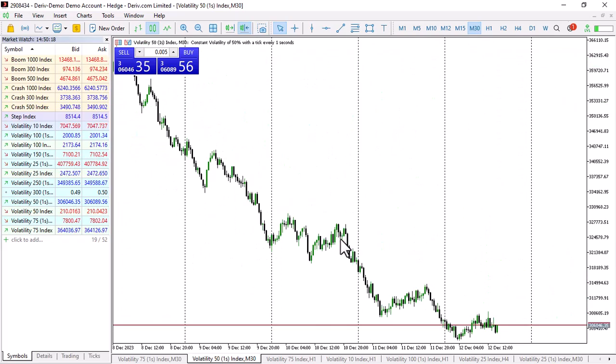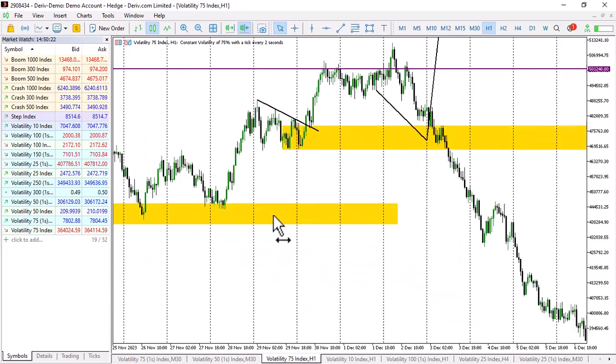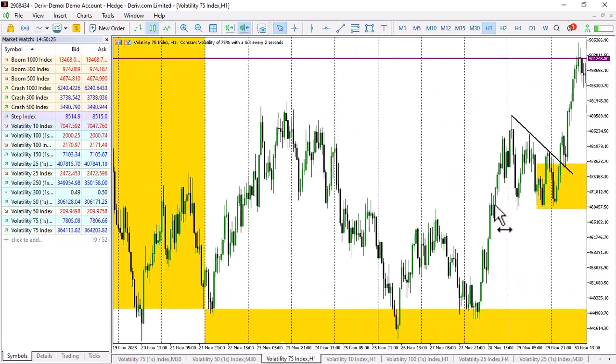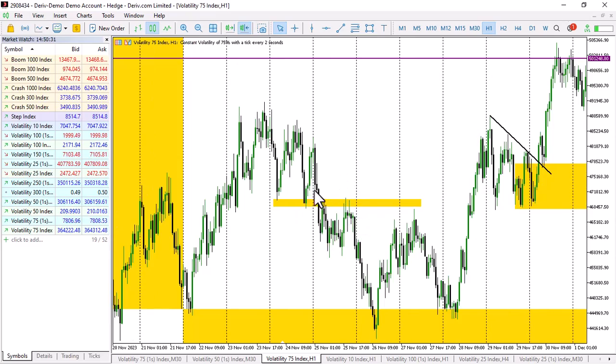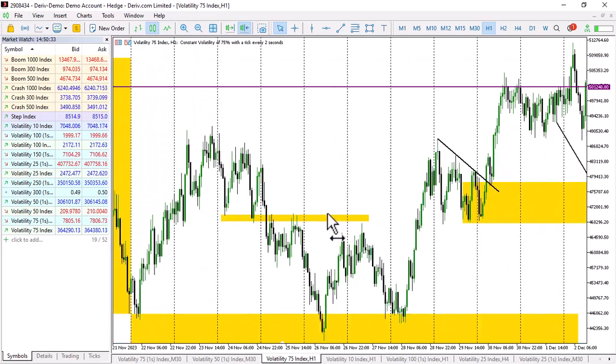So this is what you're doing, and this is how V51s is going. Go to V75, the most popular one. You clearly see that the strategy that I promised you is doing wonders. As you can see, break, retest, break, retest, break, retest, and this is on the H1.